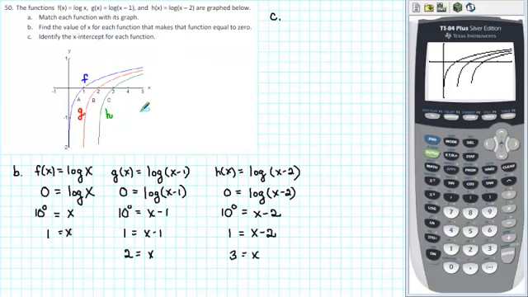For part C, we're asked to identify the x-intercept for each function. To find an x-intercept, we determine the value of x when the function is equal to 0. Well, we've already done that in part B, so we can visually see that for f, the x-intercept is 1, for g, the x-intercept is 2, and for h, the x-intercept is 3.